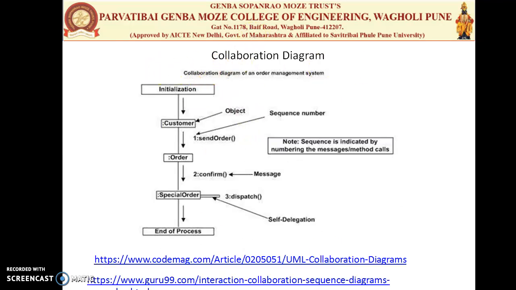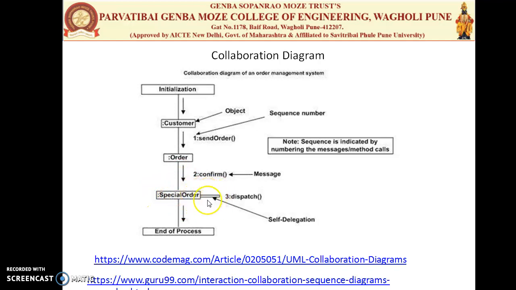There is another diagram, of the order management system. This example we have seen three to four times, and with the collaboration diagram also we will go with this example. The first object is the initialization of the customer. Then the customer enters the system and sends the order. In the order object, the receipt is generated and the receipt is accepted from the customer. If the items are available, then it will confirm the order. Else, if the order is a special order, it will go to the special order object.